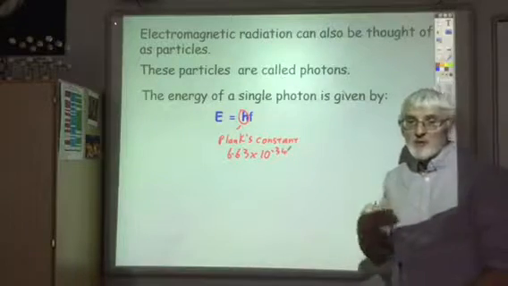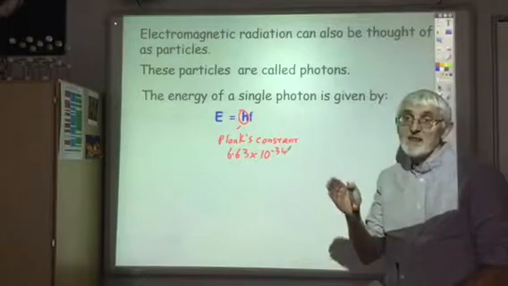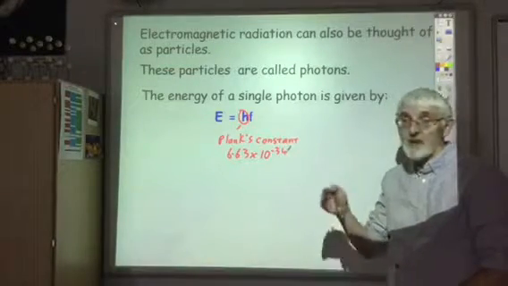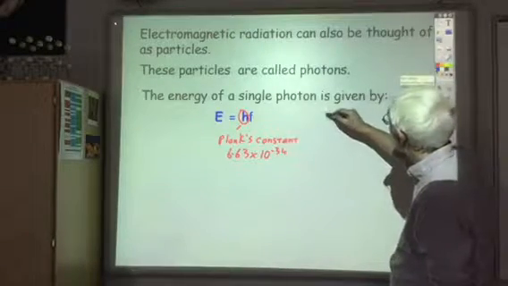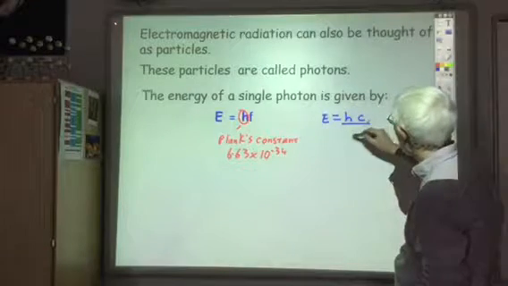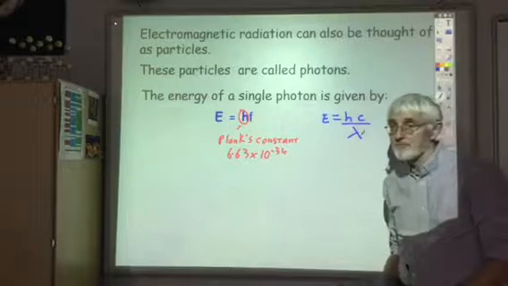Now, sometimes we're not told the frequency, sometimes we're told the wavelength. We know that c equals f lambda, so we can replace f by c over lambda, and so sometimes we also use the equation E equals hc over lambda, to work out the energy of a photon.